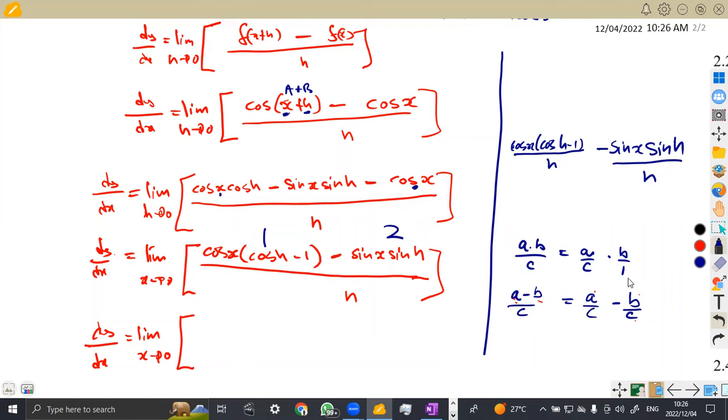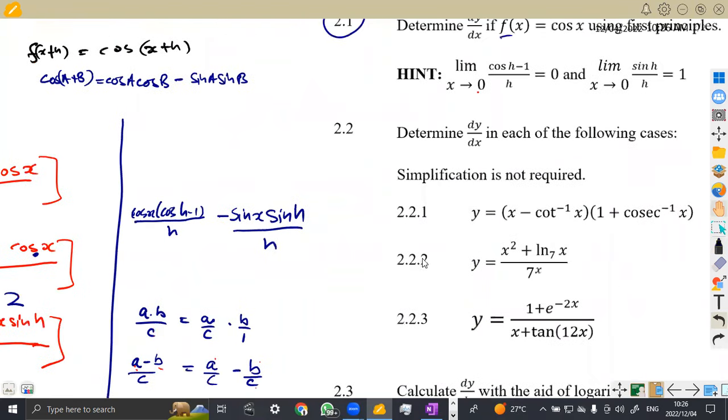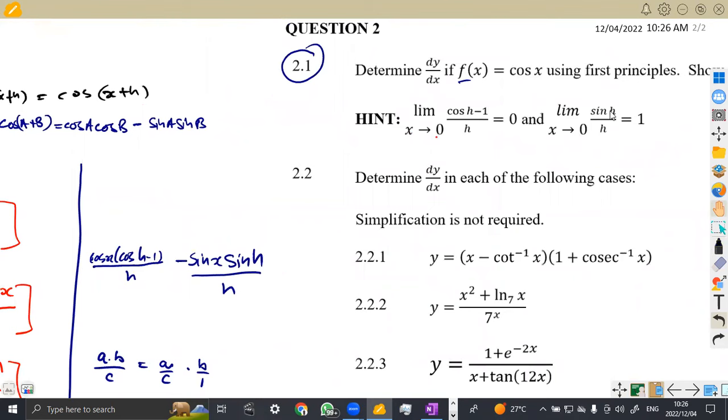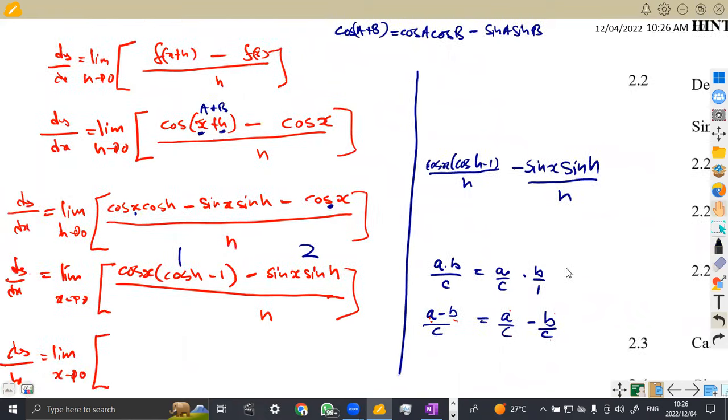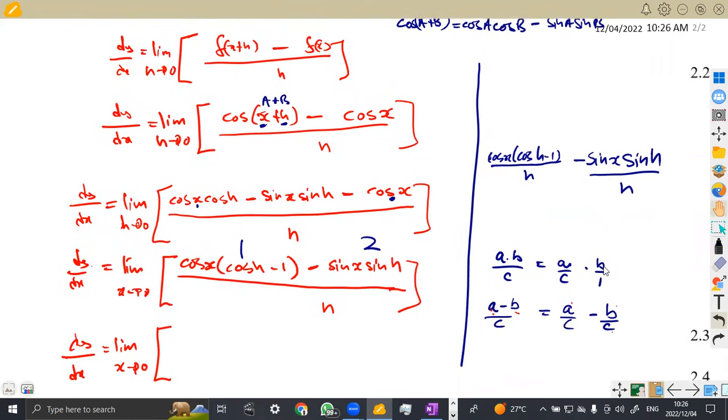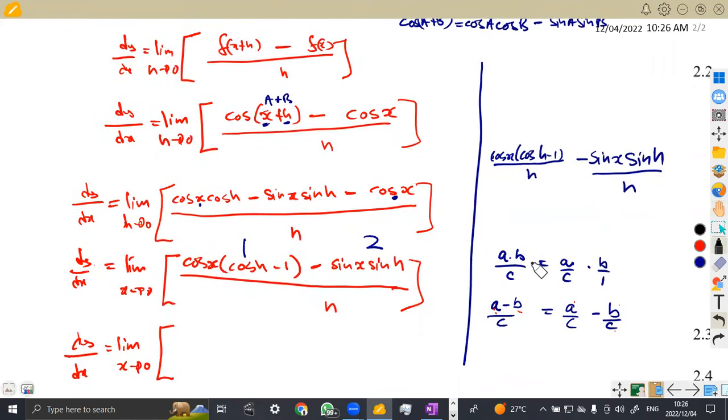Now we have separated in this manner, but as you can see, this identity separated the h and the h. So this is what we want. We want to have cos h minus one over h. So how are we going to separate so that we can have that? That is where we are going to apply this part that I have said. A times b over c is the same as a over c times b over one, or you can even write it as a times b over c, as long as one part is carrying the denominator, which is c, because this is multiplication.